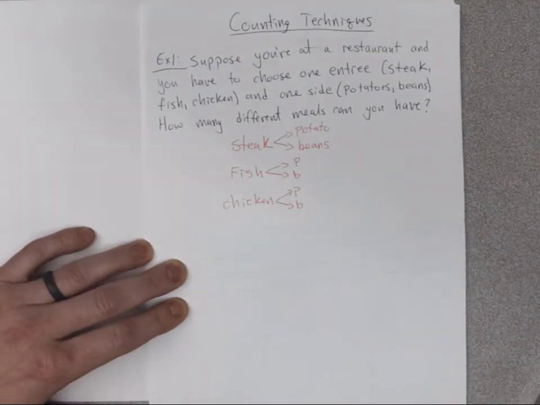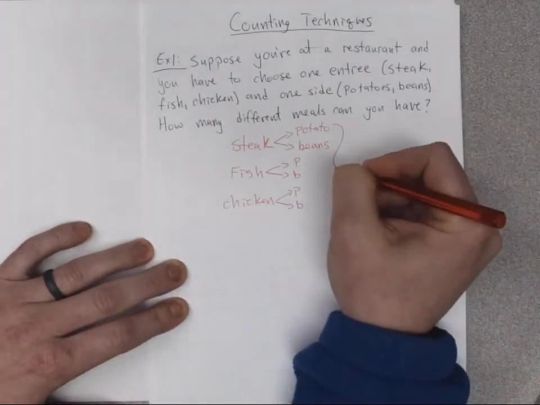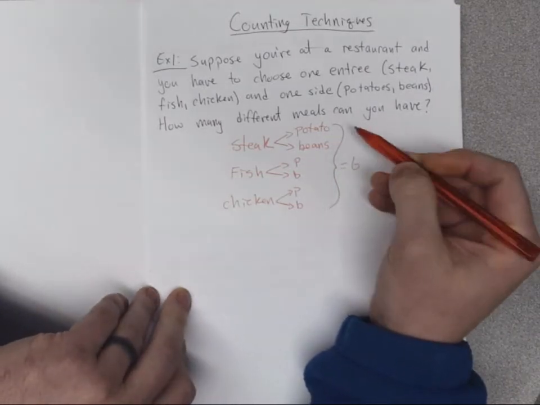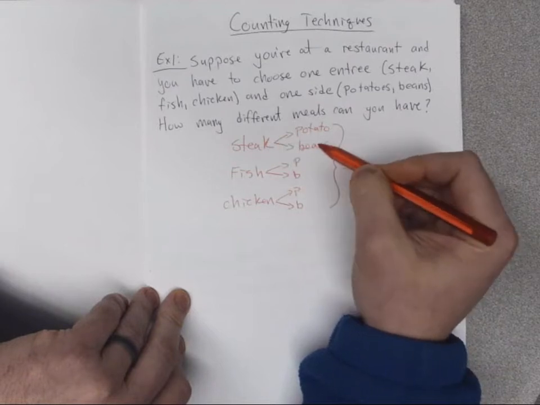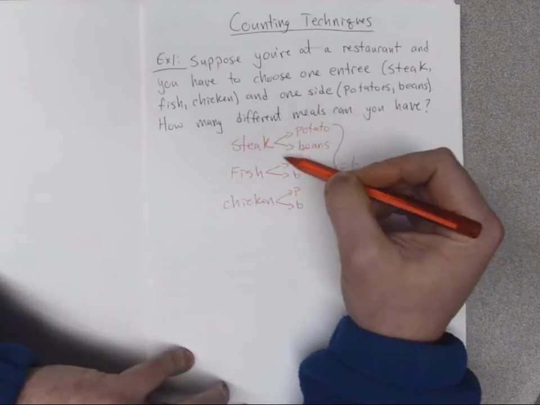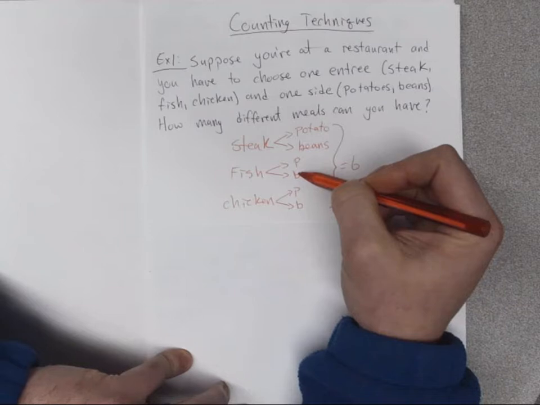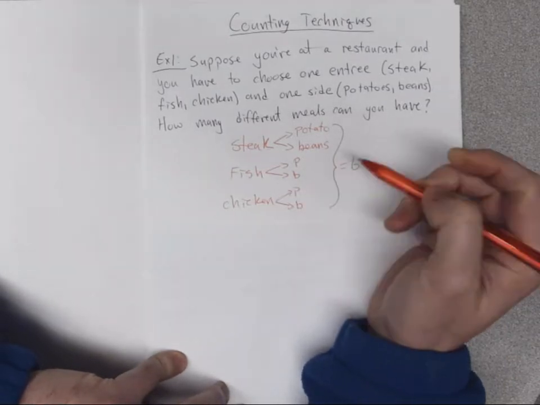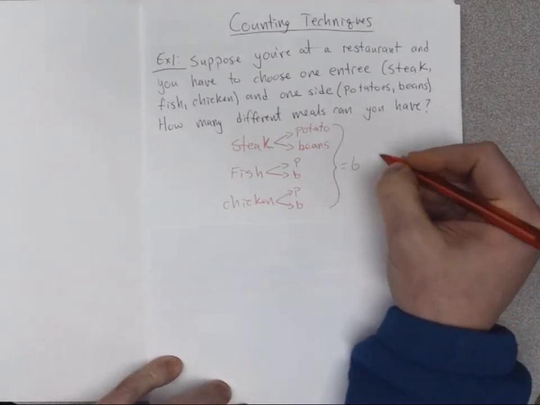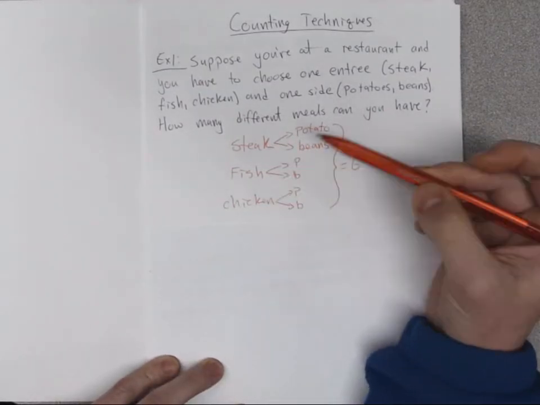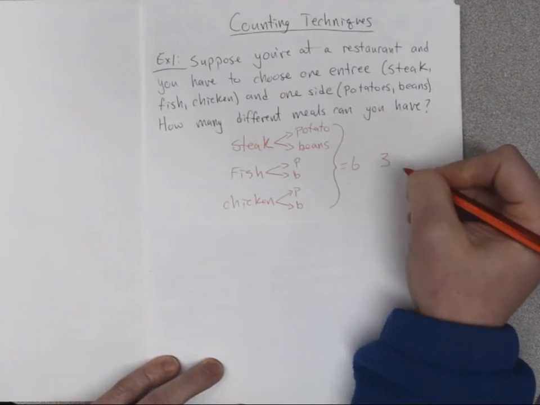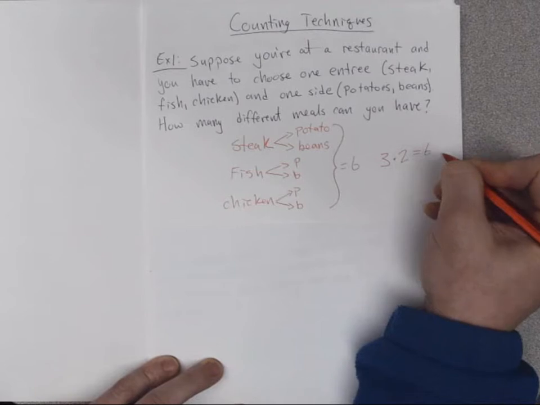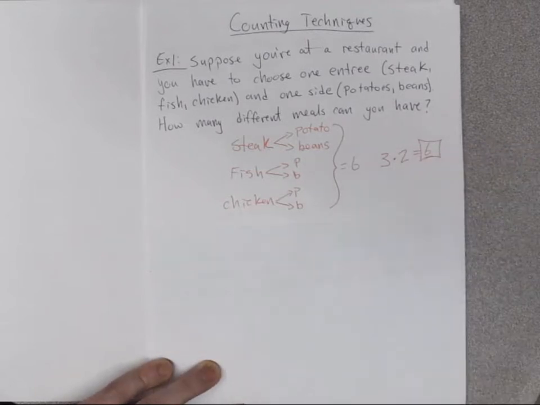You can see here that if we just add all these up, we get 6. You can have steak with potato, steak with beans. Those are 2 options. Or fish with potato, fish with beans. That's 2 more options. Or chicken with potatoes and chicken with beans. That's 6 options. So how did we get there? We had 3 entrees, and then 2 sides to choose between. So 3 times 2, which is equal to 6. All right, pretty straightforward there.